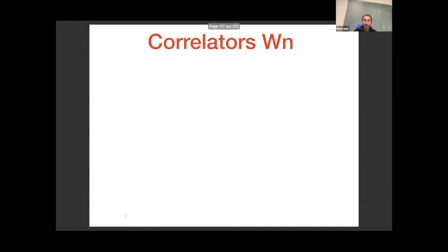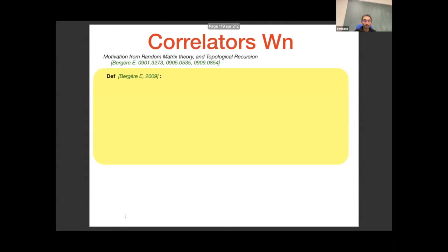Now let me introduce another very useful quantity, called the correlators. I will just give a definition that we introduced with Berger in 2009, and we wrote a series of papers about it. This definition may seem very strange, and you may wonder why we make it. It is motivated by random matrix theory, because it's the natural object to look at there. It also appears in topological recursion, but mostly because topological recursion was also motivated by random matrix theory. So here is the definition.